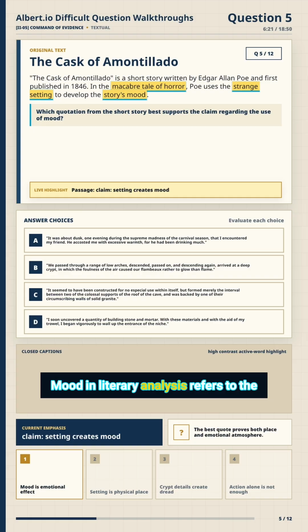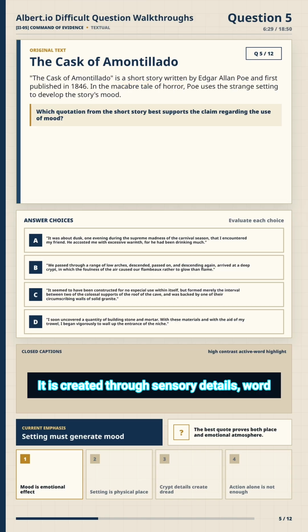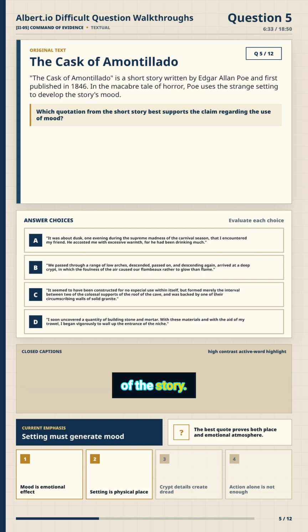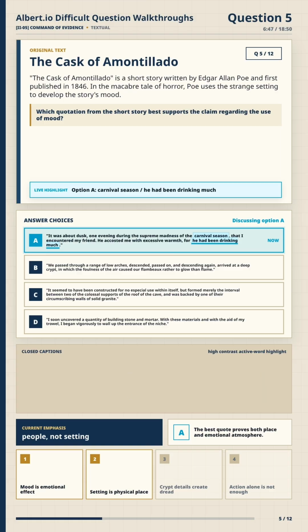Mood in literary analysis refers to the emotional feeling a passage produces in the reader, such as dread, joy, or unease. It is created through sensory details, word choice, and imagery. Setting refers to the physical environment of the story. Option A describes the narrator meeting his friend, Fortunato, at the carnival. The carnival is mentioned, but the focus is on Fortunato's character. He is drunk. He greets the narrator warmly. The quote tells us about people, not place. The carnival setting is barely sketched in at all.